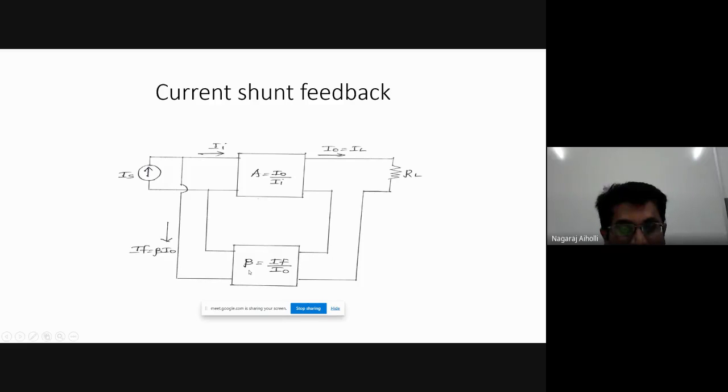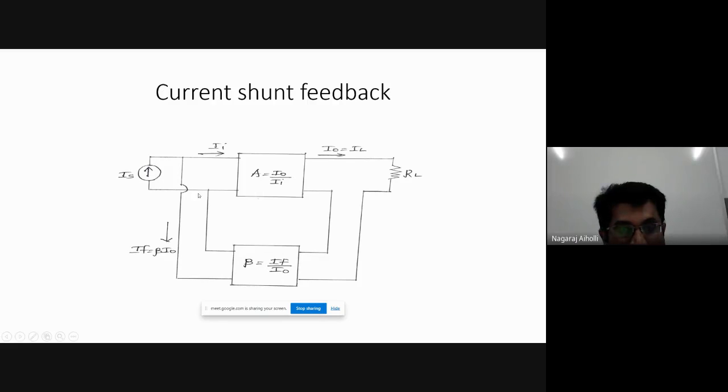Okay, then the feedback factor beta: output is If, input is I naught. Therefore, beta is equal to If by I naught, the gain of the feedback circuit, also called the feedback factor. Okay, If is equal to beta into I naught.